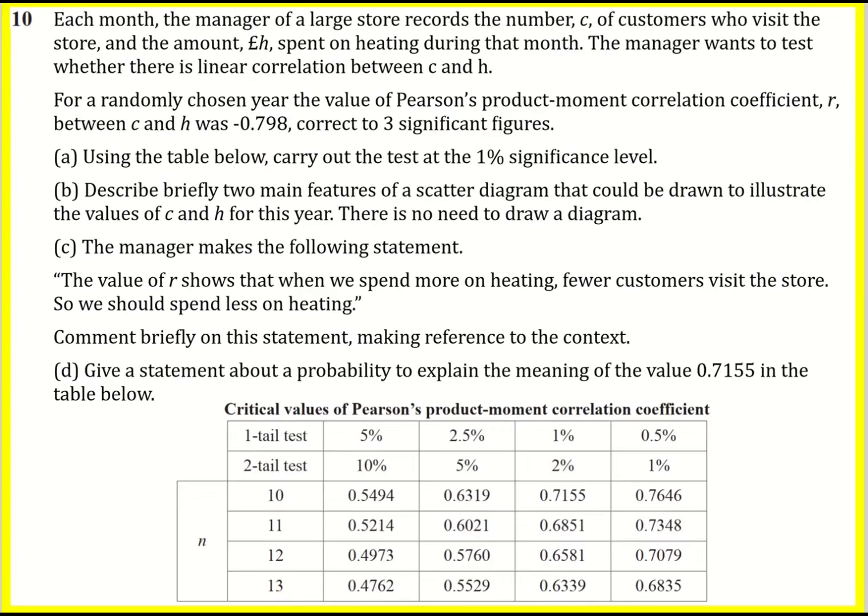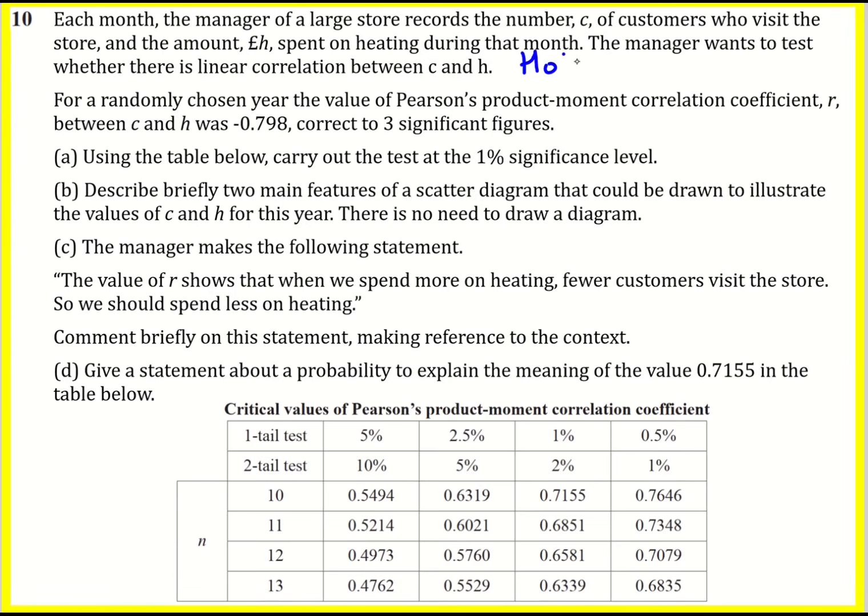Each month, the manager of a large store records the number C of customers who visit the store and the amount H pounds spent on heating during that month. The manager wants to test whether there's linear correlation between C and H. For a randomly chosen year, the value of Pearson's product moment correlation coefficient between C and H was minus 0.798 to 3 significant figures. Using the table below, carry out the test at the 1% significance level.